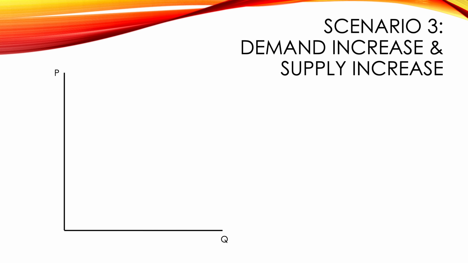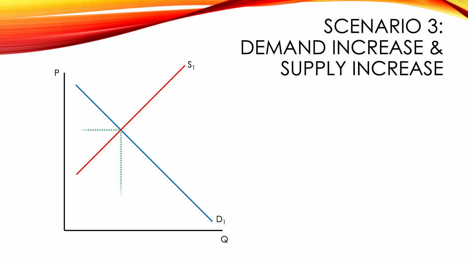Scenario number 3. This time we've got a demand increase and a supply increase. So the curves are shifting in the same direction. Let's start off with our base graph. There we go. Looking good. Great. So demand increase, shift to the right. Supply increase, also shift to the right.